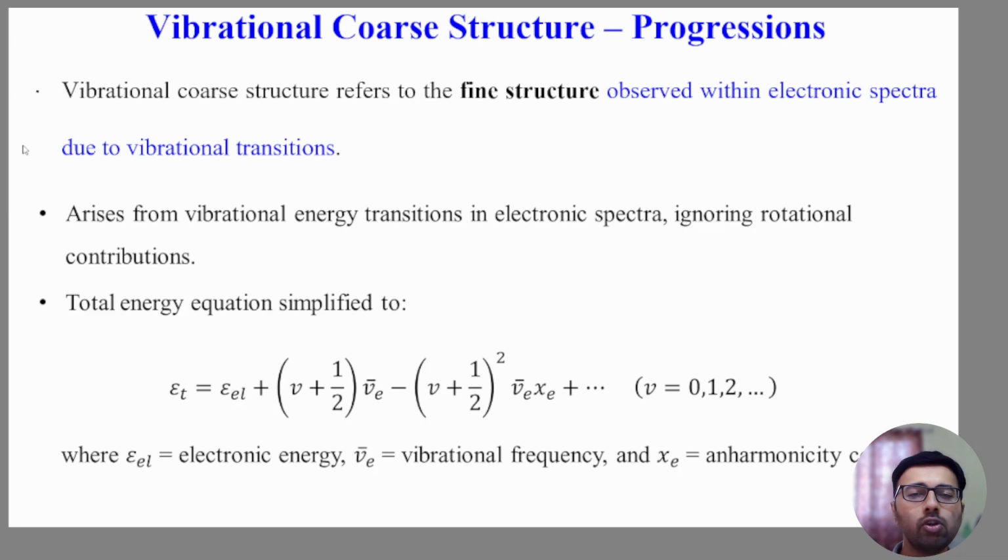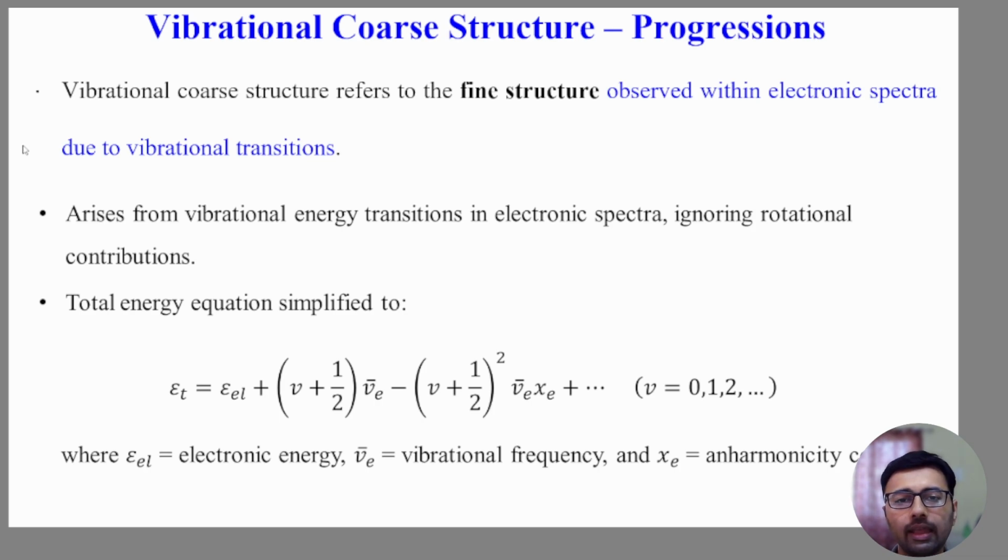Here, nu is the vibrational quantum number. This quantum number can take values 0, 1, 2, 3, and so on, each value corresponding to a different vibrational energy level. The symbol nu bar E represents the fundamental vibrational frequency of the molecule. This is the characteristic frequency associated with the vibration of a particular bond.